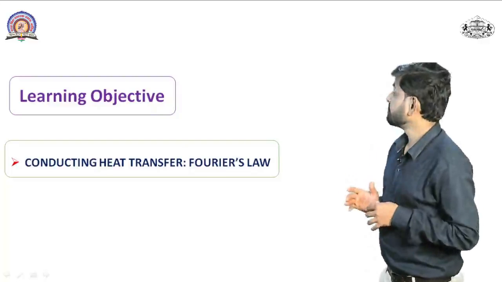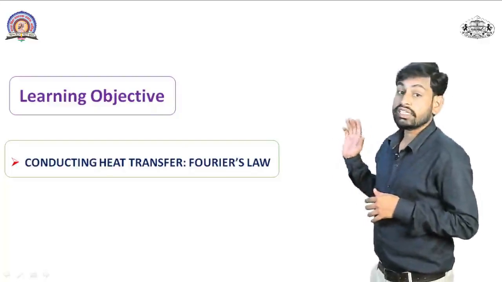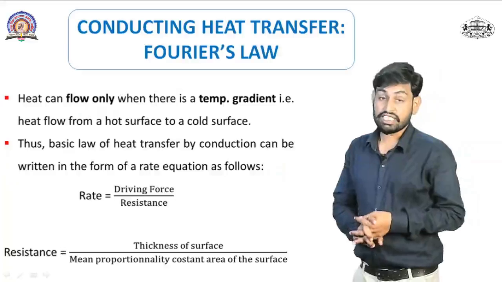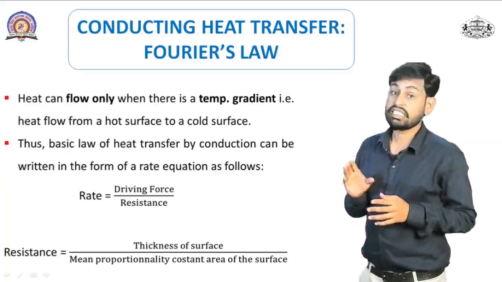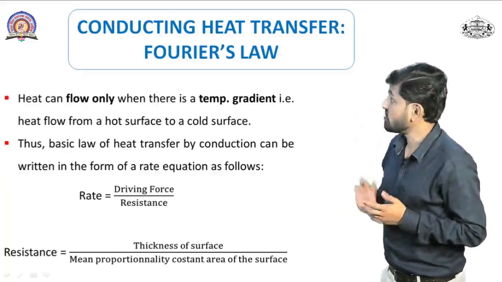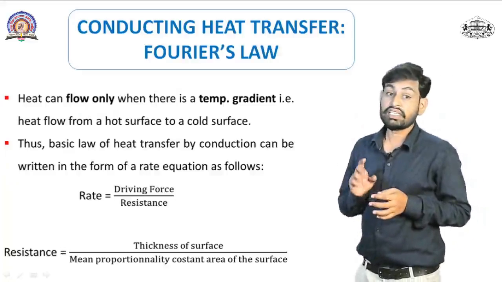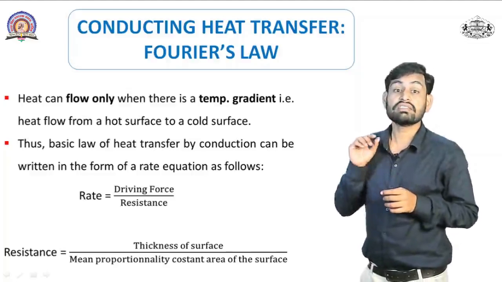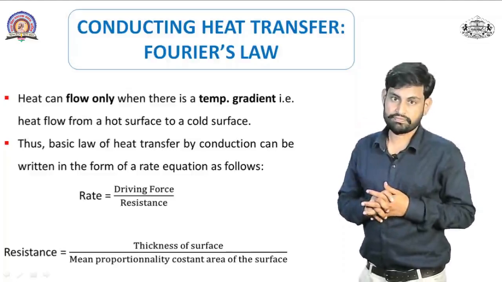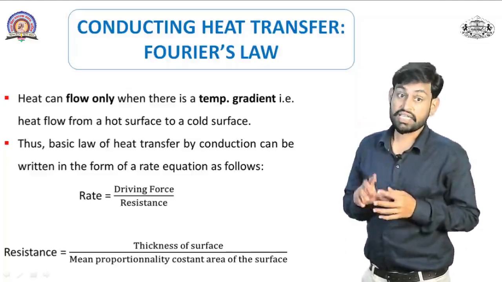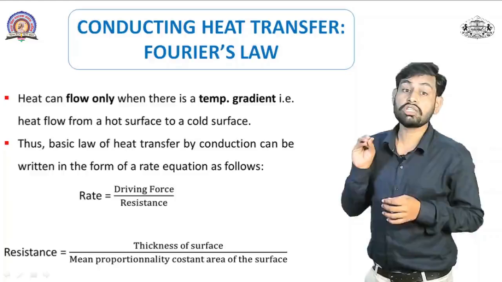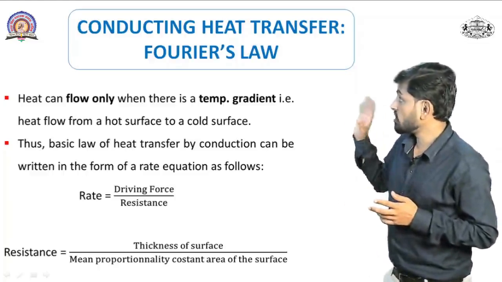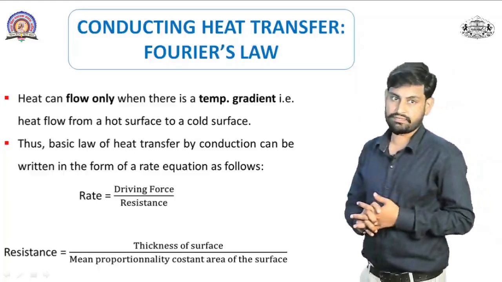To start with, conductive heat transfer by Fourier's law. Heat can flow only when there is a temperature gradient, that is, heat flows from a hot surface to a cold surface.